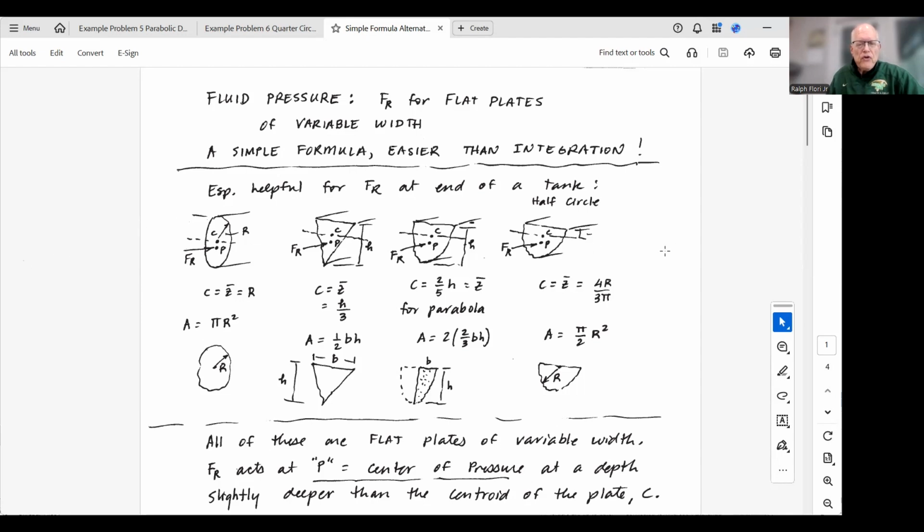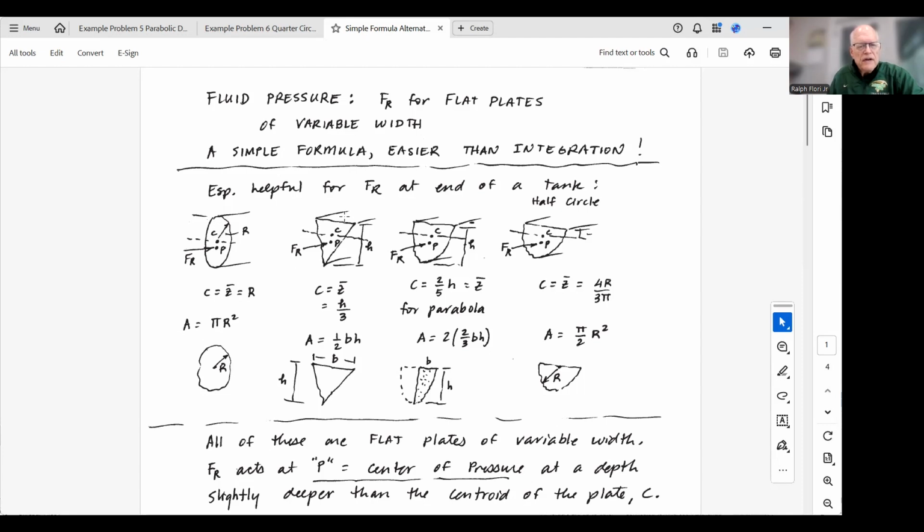So we're going to review the formulas here, then we'll work several examples. What you're looking for is gamma, which you're given, Z bar, and area. If you have the end of a circular tank, and for all of these cases we're assuming the fluid level is at the top of the tank, the Z bar from the top of the tank down to the centroid is R. The area is pi r squared.